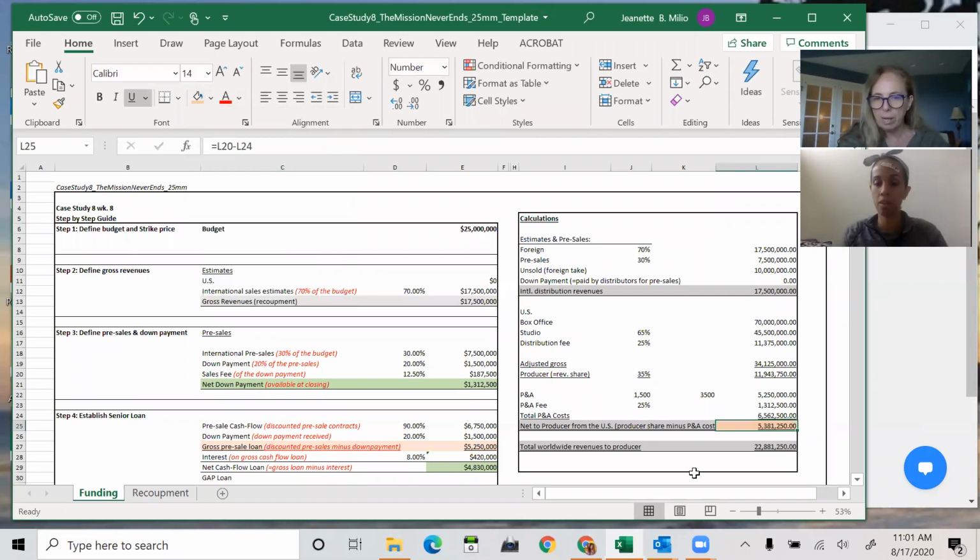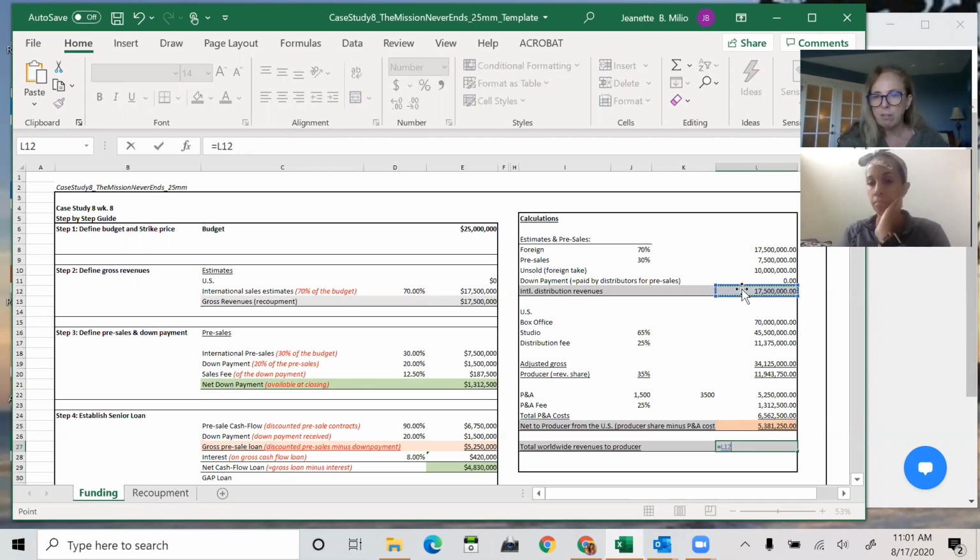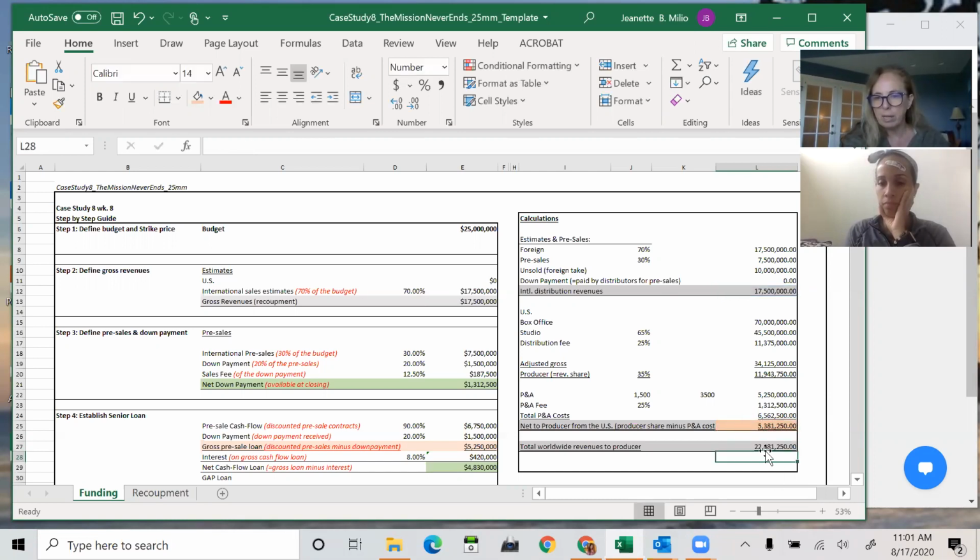So in order for me to figure out what my entire worldwide revenue is, I basically take my US revenue, which we just calculated, and I add my original international revenue, which is here. We know what that was. I add those two together, and then I figure out what I'm making in the world. So I'm making 17,500,000 from international, plus I'm making 5,381,000 from the US. So my worldwide revenue that I can play with later in recoupment is 22 million.